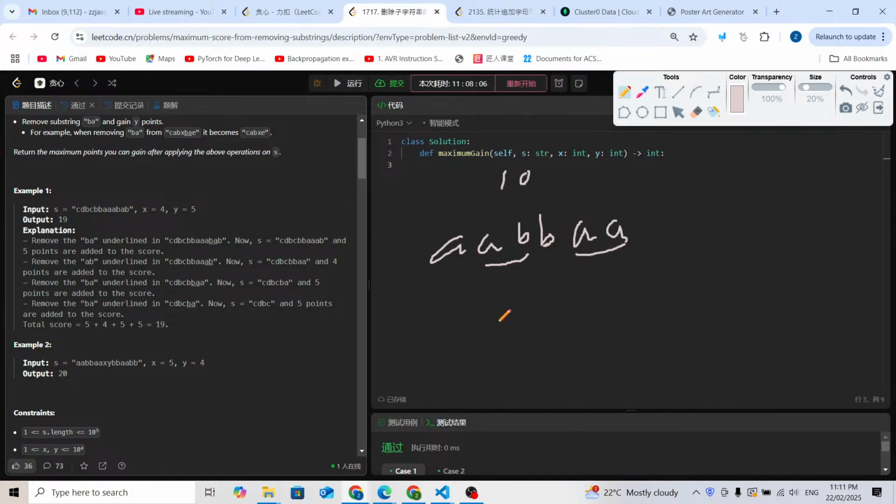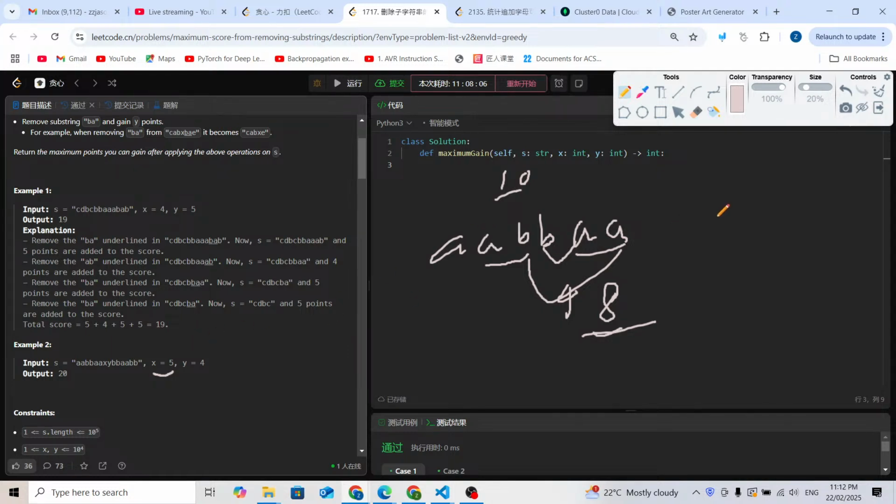Another way is to remove BA. So what about removing BA? These are inside the stack, and then we check this B and this B. Here we find BA, we get a score of 4, and then we have another BA, so we have a score of 8. So this means if AB's score is bigger, we always want to remove AB first, because according to our example, it always gets the higher score if it is possible. So this is the whole idea.